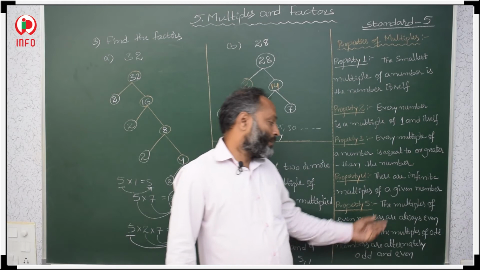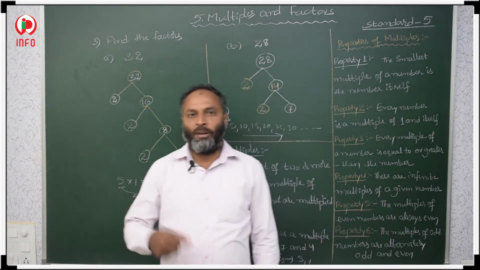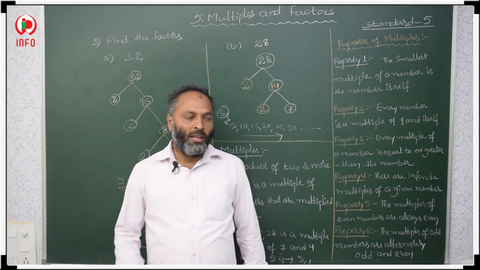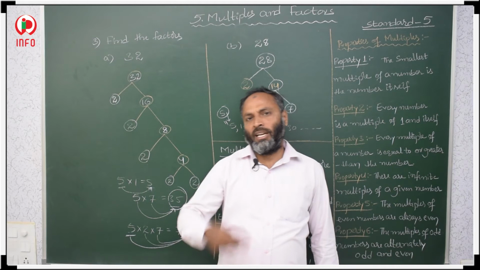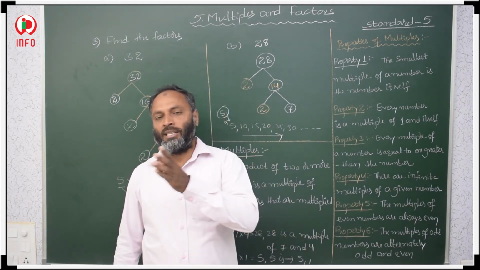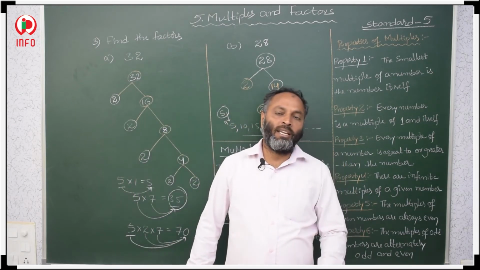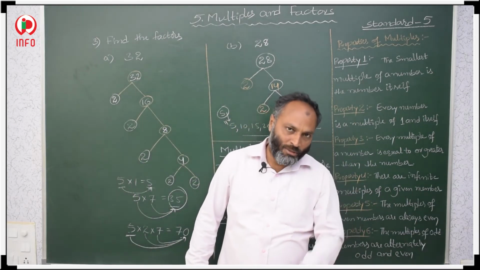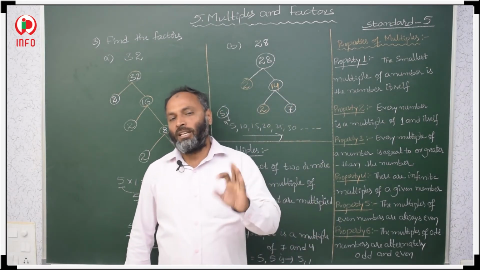Fifth property: the multiples of even numbers are always even. In the 2 table, 2 ones are 2, 2 twos are 4, 2 threes are 6, 2 fours are 8, 2 fives are 10. So 2, 4, 6, 8, 10, 12, 14, 16, 18, 20, all these multiples are even only. Multiples of even numbers are always even.